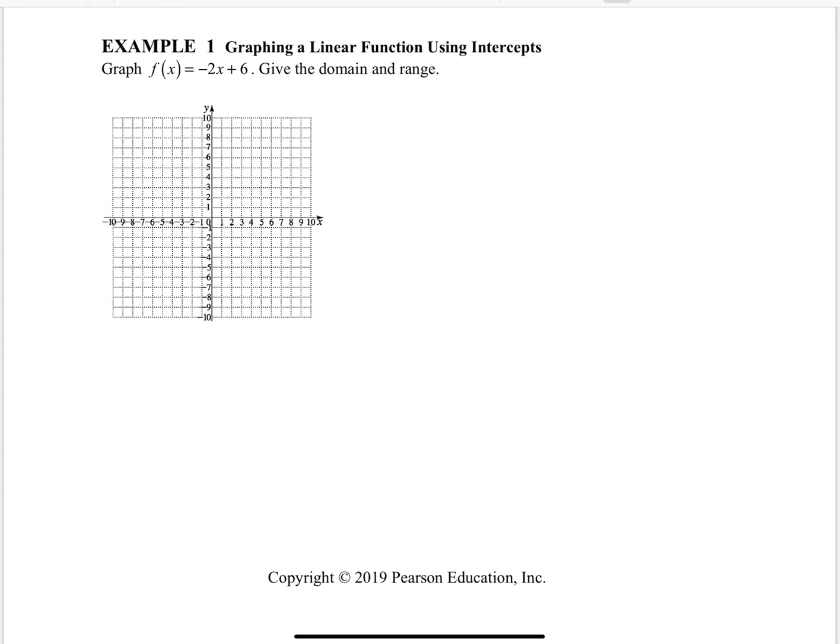Okay, the next one, example one. If they ask you to give the domain and the range, the first thing you have to do is graph this one. If you have to graph y = f(x) = negative 2x plus 6, first of all, find the x-intercept and the y-intercept.